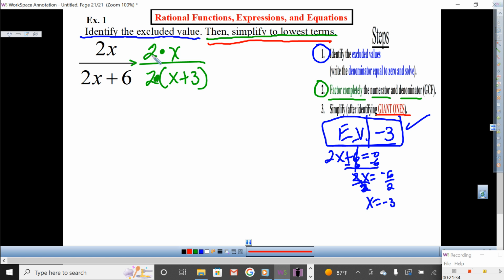Do you see a giant 1? Yes. What is 2 over 2? 1. What does that leave us up here? x. How about the denominator? x plus 3, and we are done. Copy that, please. And if you notice, we've been doing this on the warm-ups, yes? All right.